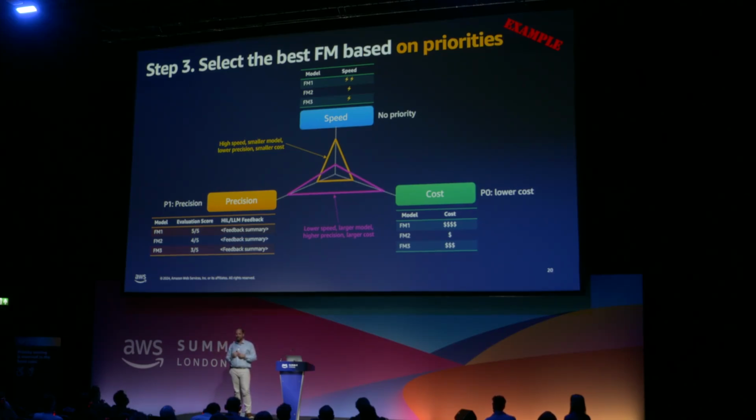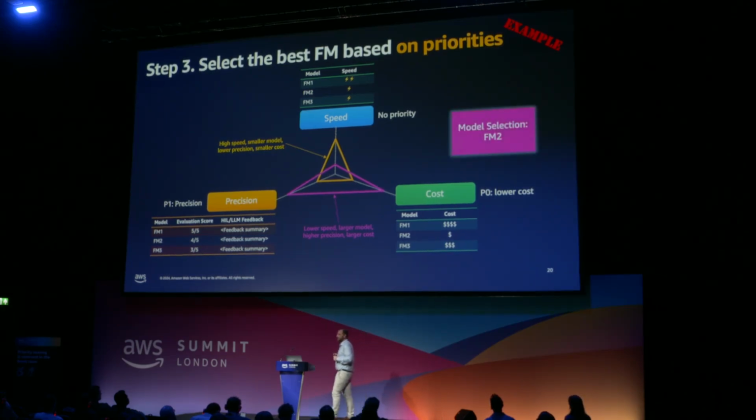Now, as we can see in this example, Foundation Model 1 has 5 out of 5 in terms of precision, but is the most expensive one. Foundation Model 2 has 4 out of 5, so it performs well, and is the least expensive. In that case, we will go with Foundation Model 2, okay? And this is all about operations.